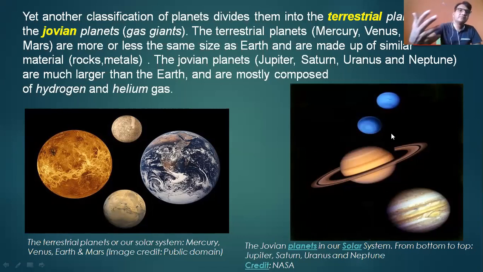It's not that the others don't have rocky material, they have it also, but in Mercury, Venus, Earth and Mars the material is more dominantly rock. The Jovian planets, which are Jupiter, Saturn, Uranus and Neptune, are much larger than the Earth and are mostly composed of hydrogen and helium gases. So the Jovian planets are based on gases, and they are called the gaseous planets.